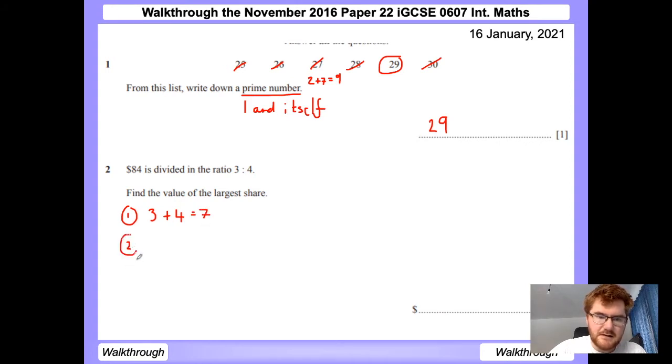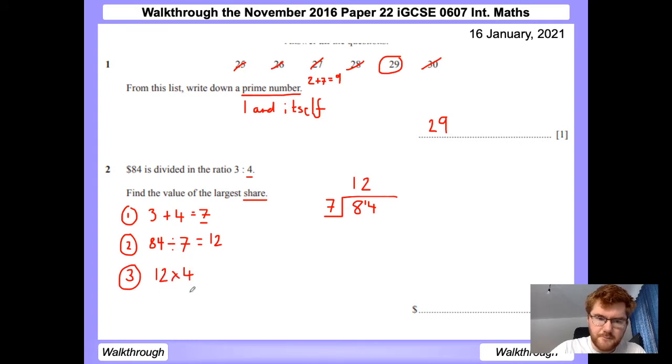Our second step is that we take this number and divide 84 by that number. So 84 divided by 7, which you can do mentally and work out is 12. If you find that a bit tricky, you can always use everyone's favourite bus stop method. How many 7s go into 8? Well, 1, carry a 1. How many 7s go into 14? That'll be 2. And then finally, we need to read the question carefully. We want to find the value of the largest share, so the part represented by the 4. So we take the number we just did, 12 times 4, which is equal to 48. So that's our answer for 2 marks.